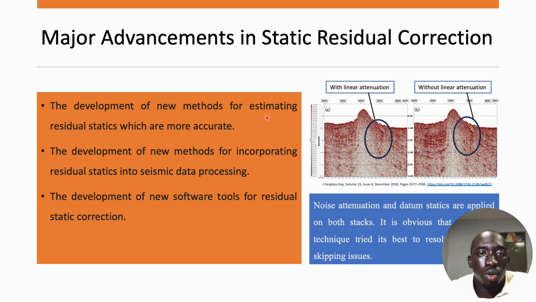Okay, and then if we look to the right hand side, we can see that we have also tried to apply linear attenuation. On the other image here on the right, we have not applied the linear attenuation, but on the left we have applied the linear attenuation. So what we can observe from this is that the linear attenuation tried to remove the skipping issues that we have here, compared to the one without the linear attenuation applied.